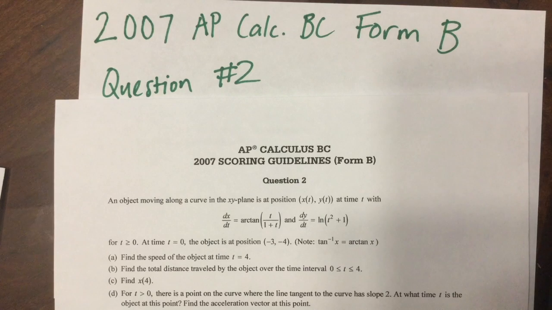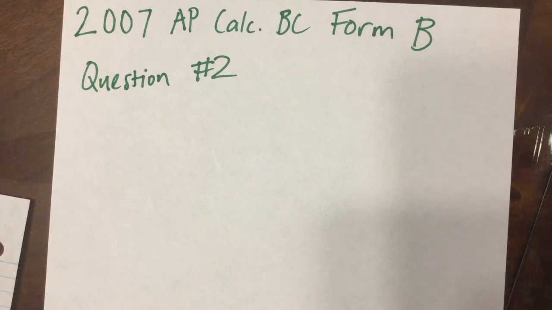An object moving along a curve in the xy plane is at position x of t, y of t, at time t, with dx/dt equals arctan of t over 1 plus t, and dy/dt equals the natural log of t squared plus 1. For t greater than or equal to 0, at time t equals 0, the object is at position (-3, -4). Part A says find the speed of the object at time t equals 4.